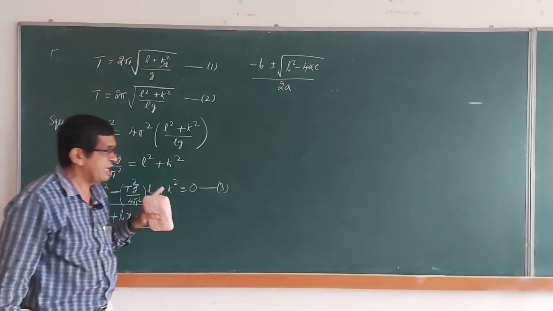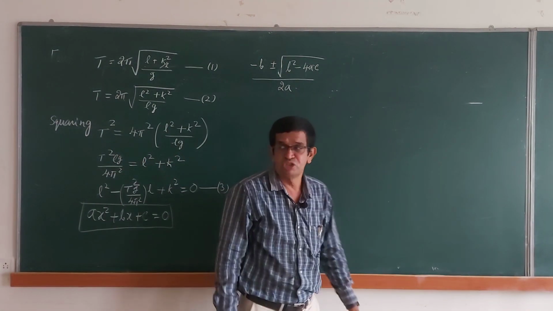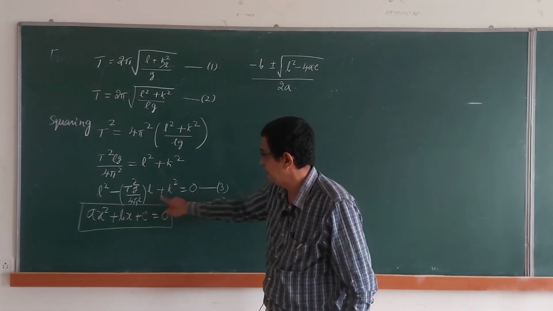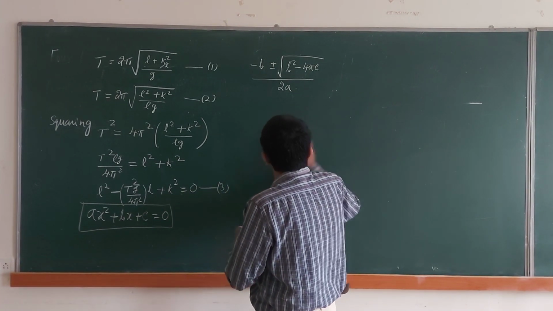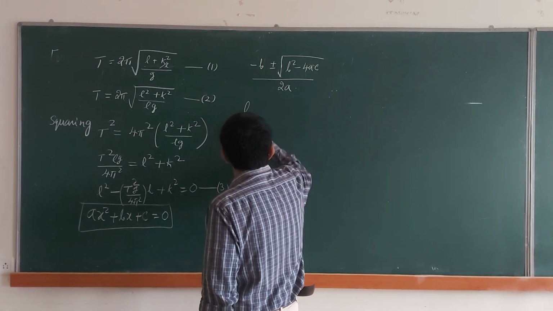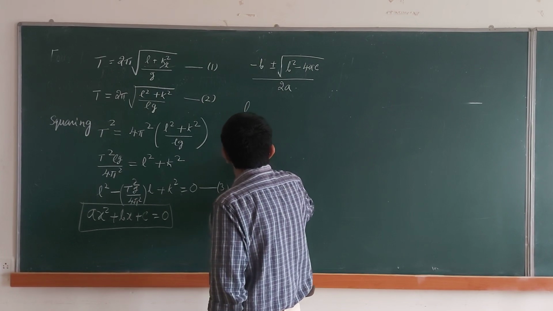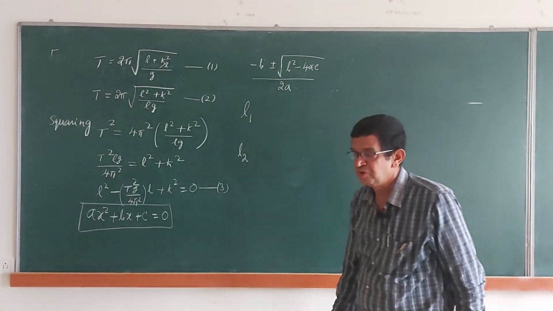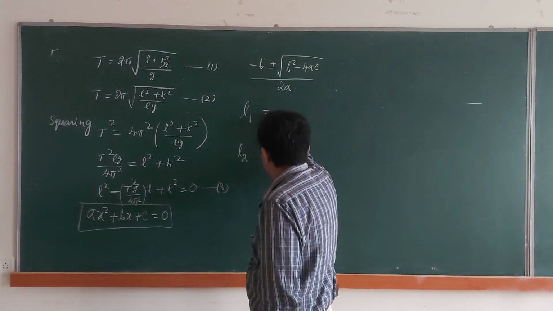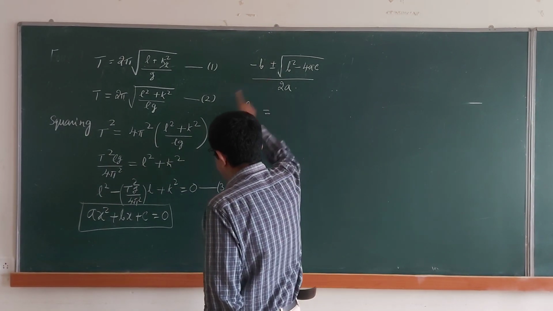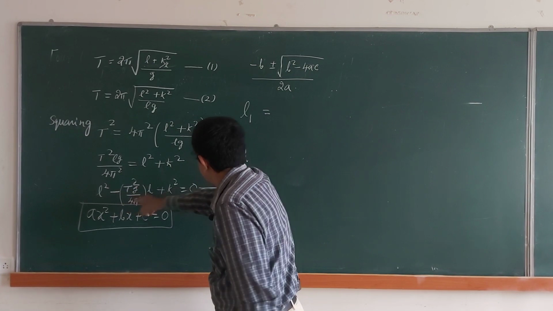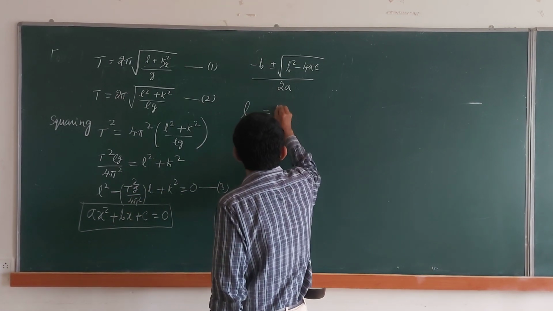Therefore, let us assume that the two roots of this quadratic equation in L are written as L1 and L2. And this L1 is now given by minus b, and this is minus, therefore simply it becomes plus.